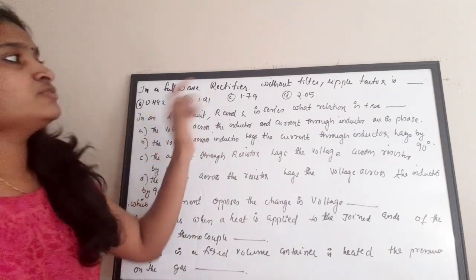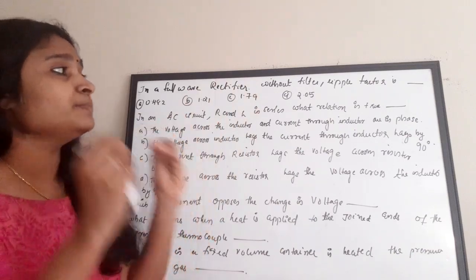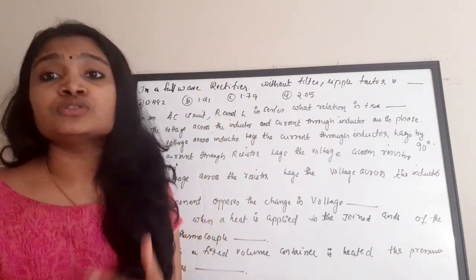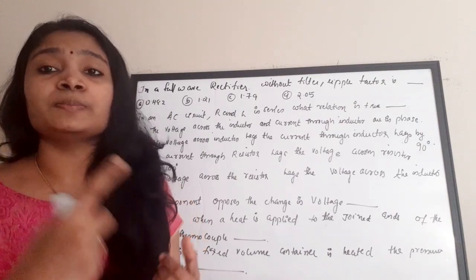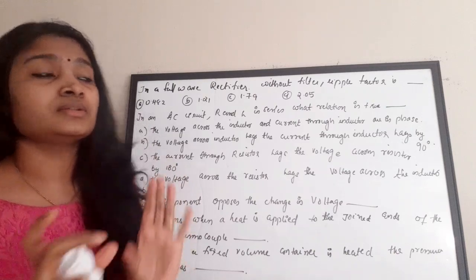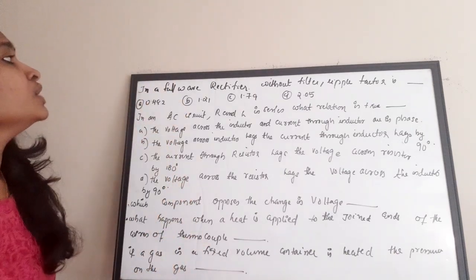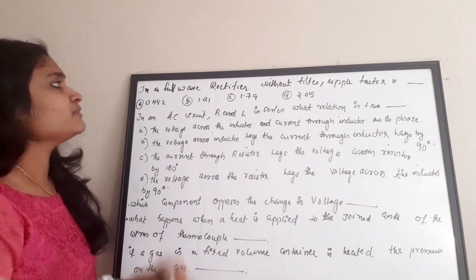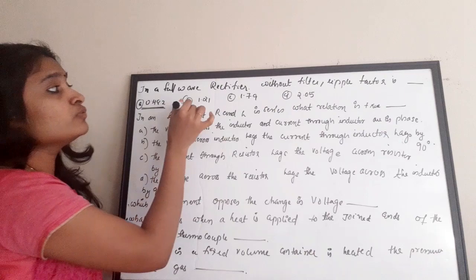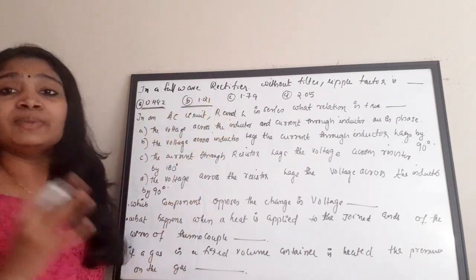In a full wave rectifier without filter, ripple factor is dash. This is a very basic question we have discussed in a lot of previous year videos. You should know the ripple factor for half wave and full wave. You should be thorough with these numbers, because I've seen a lot of question papers asking this question. For a full wave rectifier, the ripple factor is 0.482, and for half wave it is 1.21. Okay, please note this down.